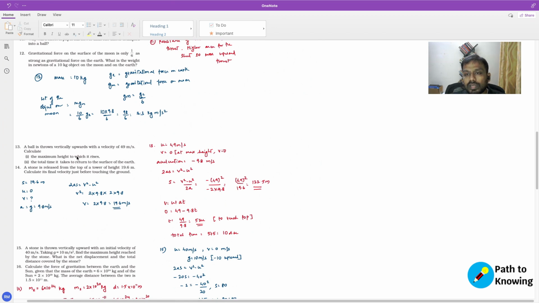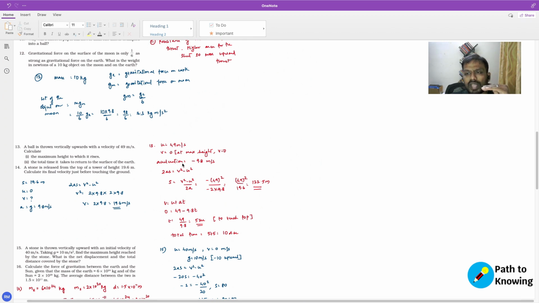A ball is thrown vertically upwards with a velocity of 49 meters per second. Calculate the maximum height to which it rises, and the total time it takes to return to the surface of the Earth. So the ball is thrown vertically up with a velocity of 49. So the initial velocity with which it was thrown is 49 meters per second. What is the maximum height? At the maximum height, the ball's velocity would become 0, right? That's when it will change its direction.